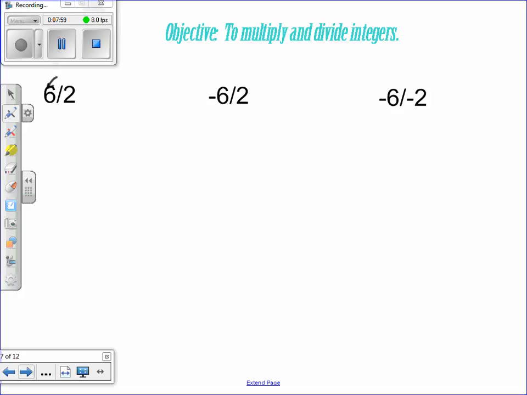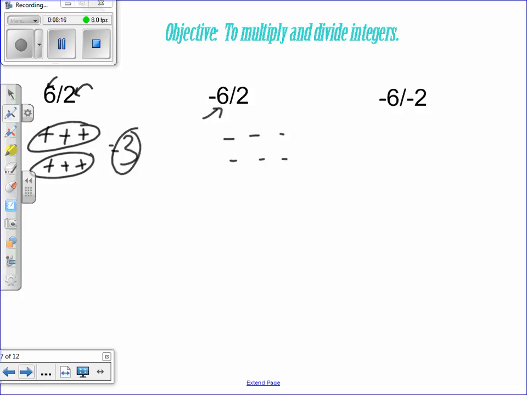6 divided by 2. 6 positives divided into how many equal groups? 2. So my answer, how many positives, or how many things are in each group? 3 positives. All right, next problem. 6 negatives divided into how many equal groups? 2. My groups look equal? Yep. How many is in each group? 3 negatives.